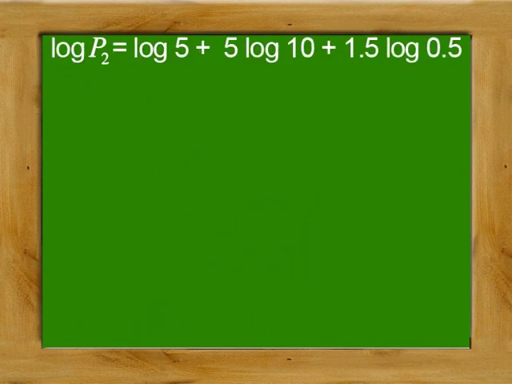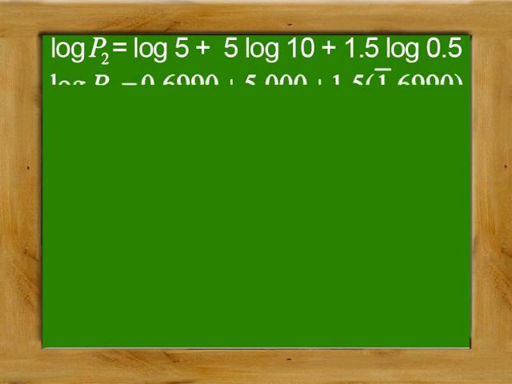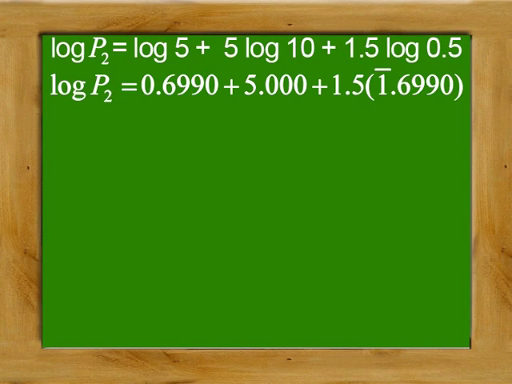Taking the log on both sides, we can write log of P2 is equal to log of 5 plus 5 into log of 10 plus 1.5 into log of 0.5, or log of P2 is equal to 0.6990 plus 5.000 plus 1.5 into bar 1.6990. Here, log of 10 is equal to 1.